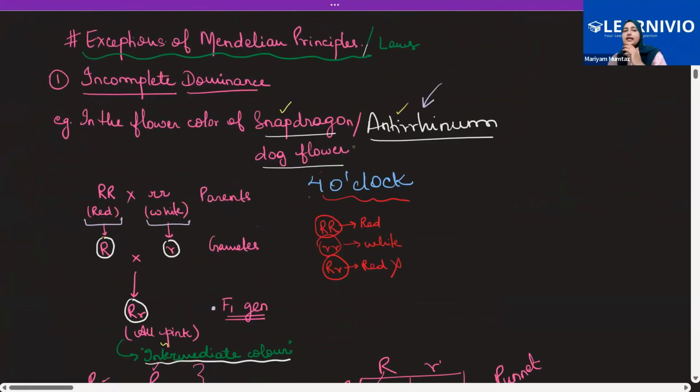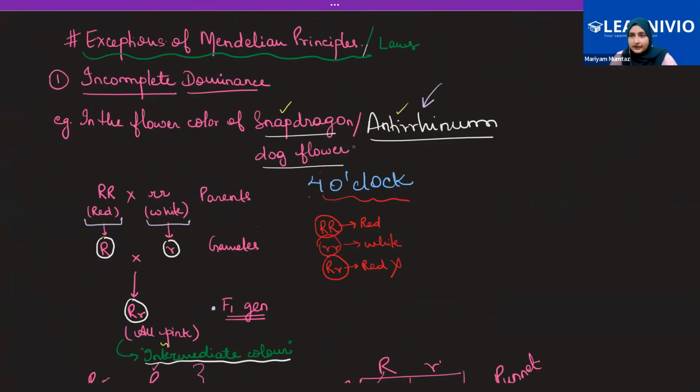Now comes the exceptions of the Mendelian principles or the laws. Up until now, we have seen two laws given by Mendel. We have seen how the process of inheritance takes place, right? Now, moving forward, we are going to see two such examples that violate the law, that do not follow Mendel's law. The first case is incomplete dominance.